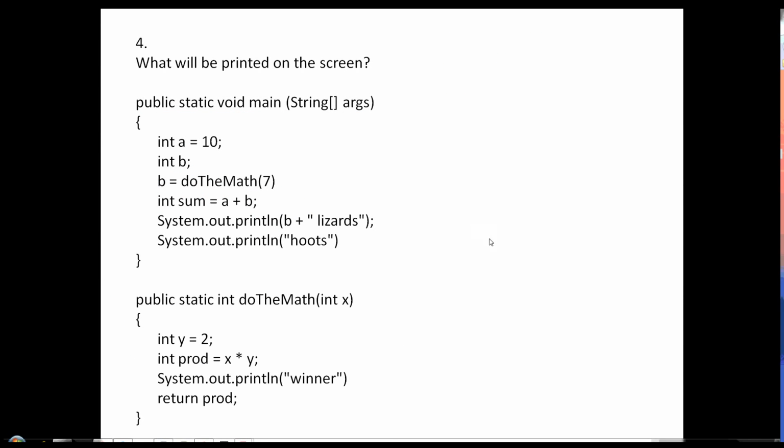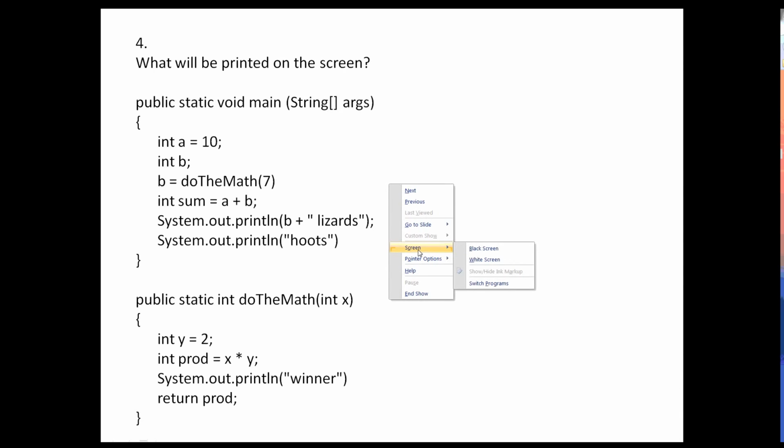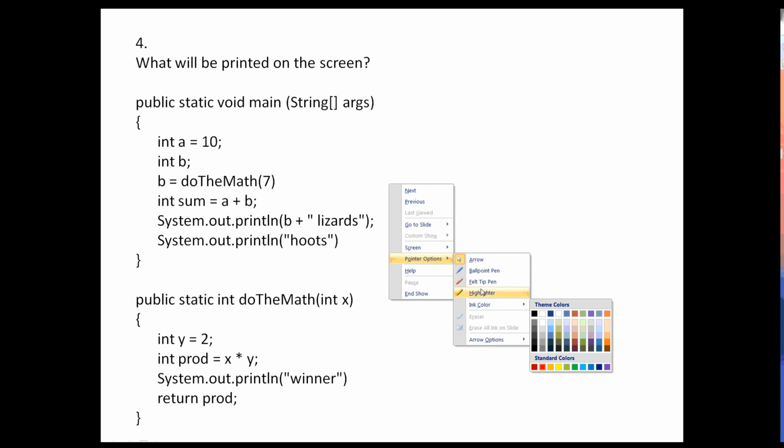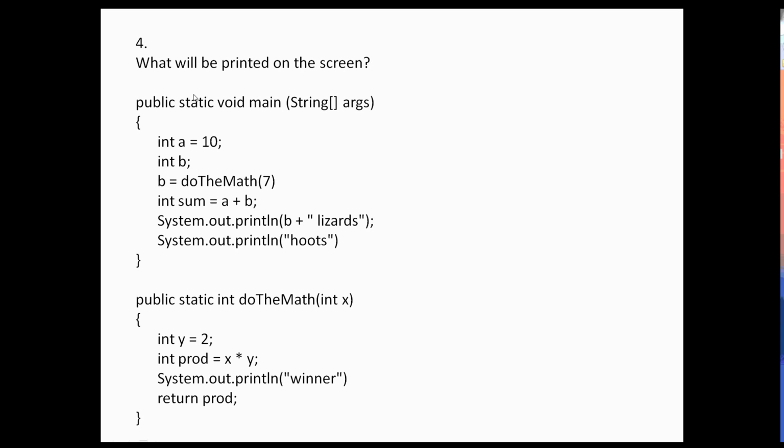Okay, in this video we're going to continue on the Chapter 3 Review 4 reading code, and we're going to try to get in problems 4 through 6 if we can. So what will be printed on the screen? You have a main method and you have a do the math method. And so you always start with the main method first.